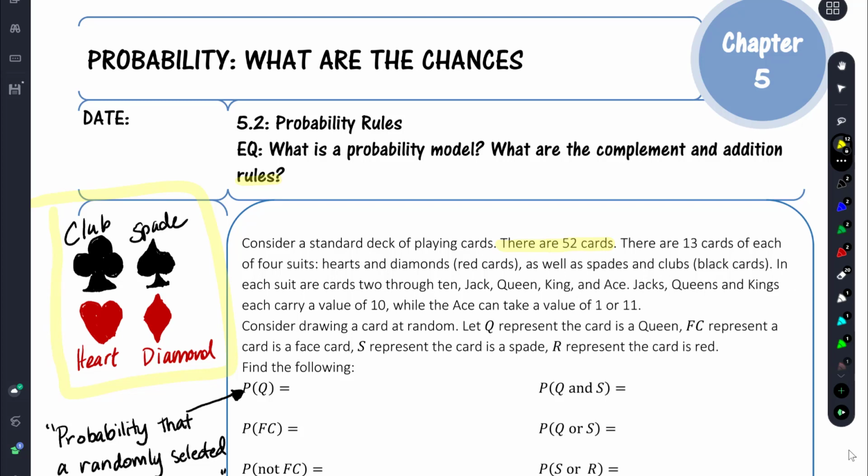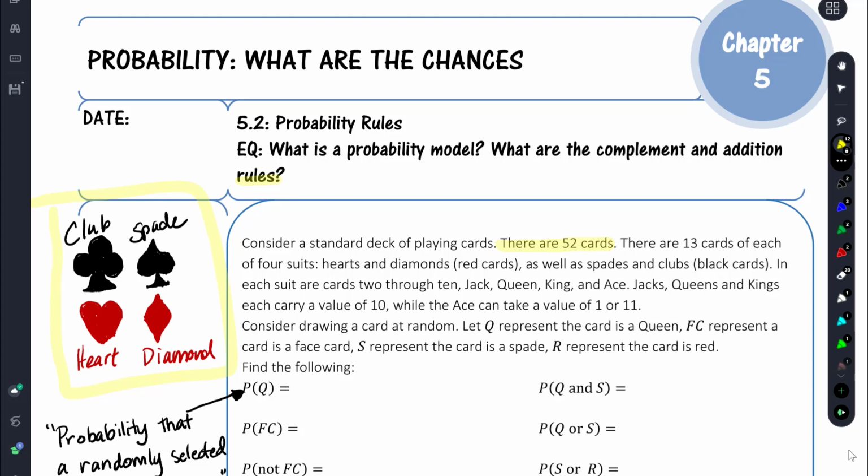In each suit are cards 2 through 10, a jack, a queen, a king, and an ace. Now, jacks, queens, and kings each carry a value of 10, while the ace can take a value of 1 or 11. We are going to consider drawing a card at random. Let Q represent that the card is a queen, FC will represent that a card is a face card, and S represents that the card is a spade. R is going to represent that the card is red, and we're going to find several probabilities in this scenario.